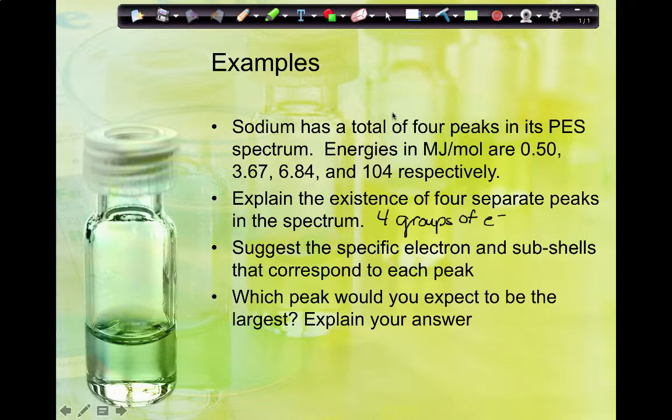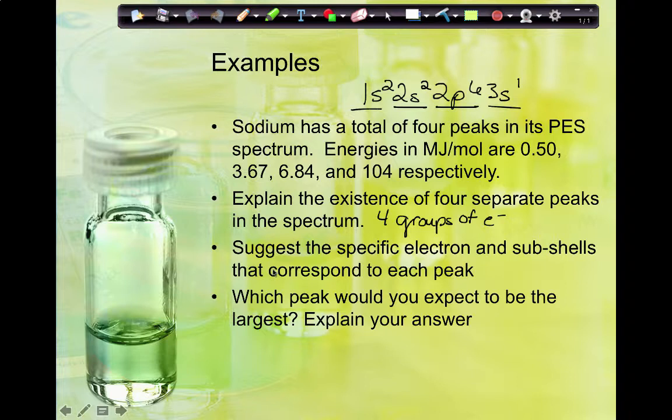So when I look at sodium, sodium's configuration is 1s2, 2s2, 2p6, 3s1. Well, that's 4 groups of electrons right there. There's 2 electrons in 1s, 2 in 2s, 6 in 2p, and 1 in 3s. That's why we have 4 peaks. So we're going to suggest the specific electron and subshells that correspond to each peak.